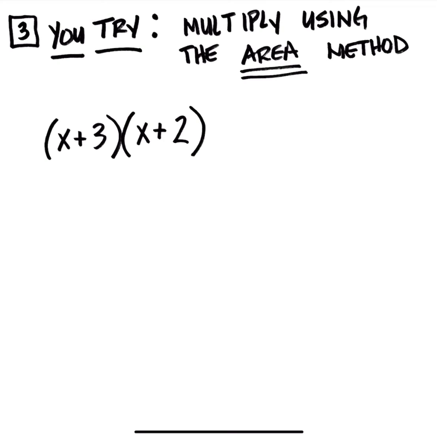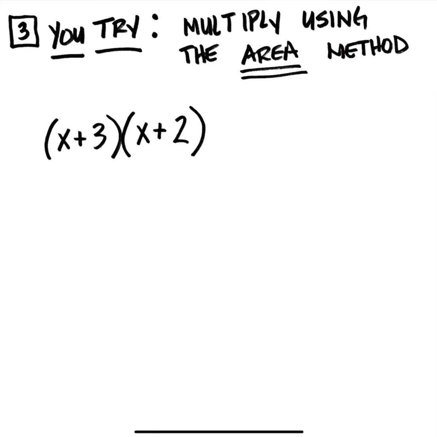Now box 3 will be where you will try a problem. So we have x plus 3 times x plus 2. And I want you to try and solve this problem using the area method just like we did in box 2. Hopefully you were able to get the solution, and if not, here's how we do it.